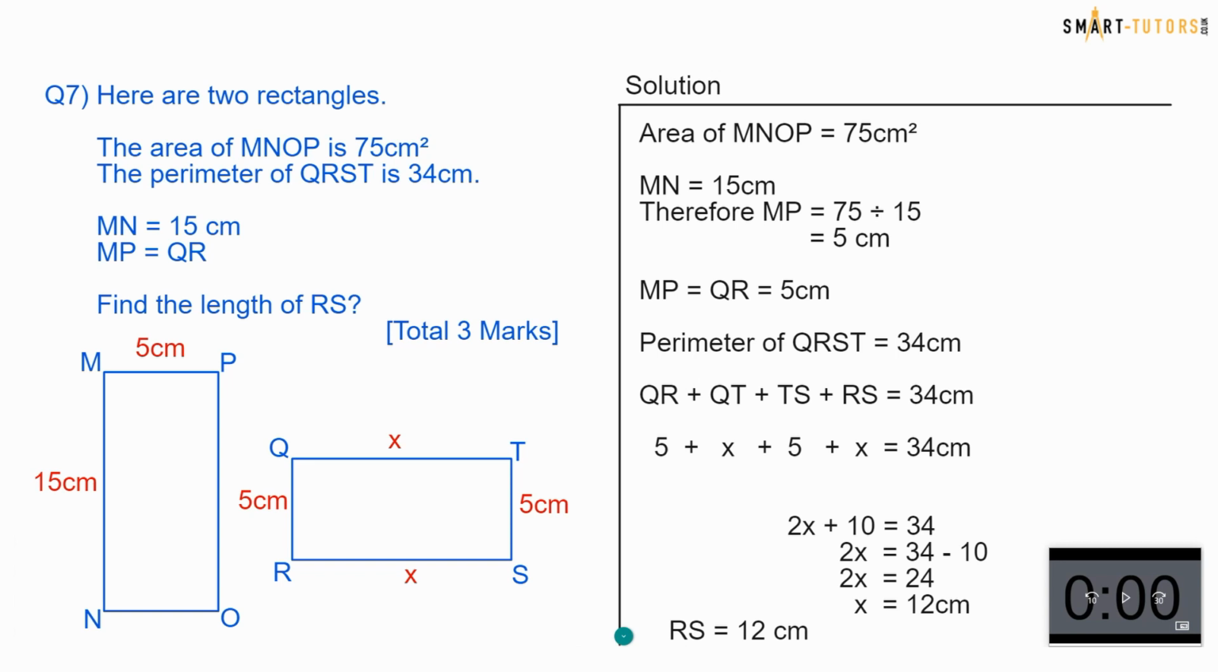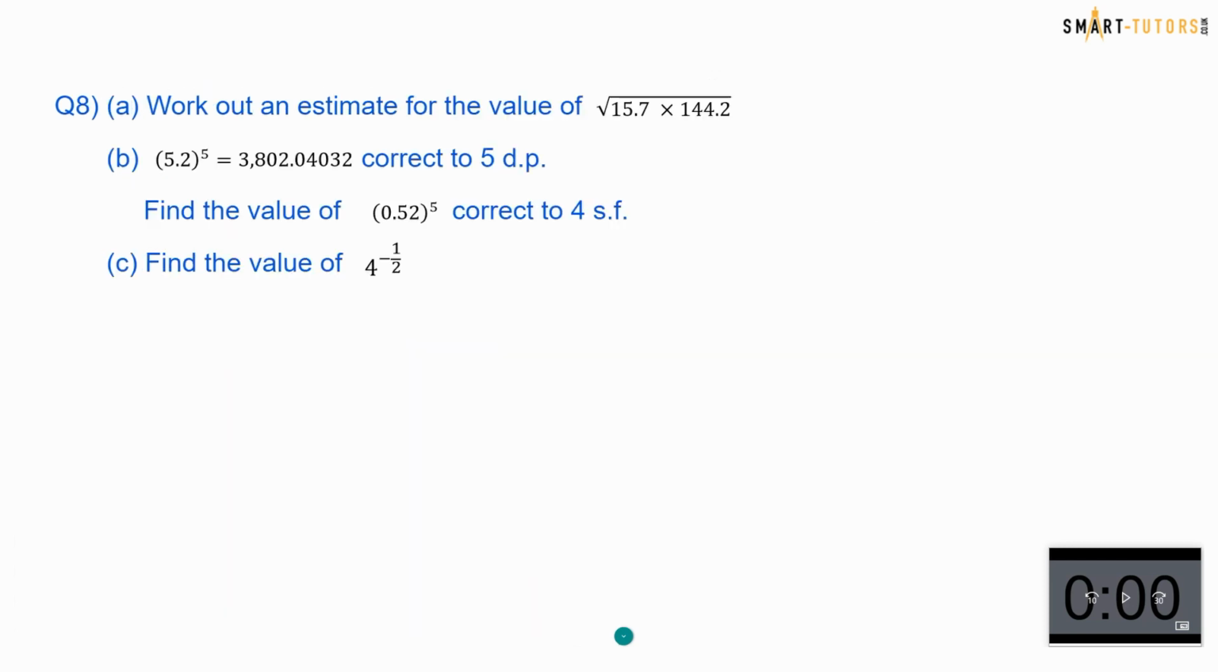So I have written the algebraic equation the long way, but if you can do it as mental maths, like 34 take away 10 is 24, divide by 2 is 12, that will be perfectly okay. That is question number 7. Let's move on to question number 8.